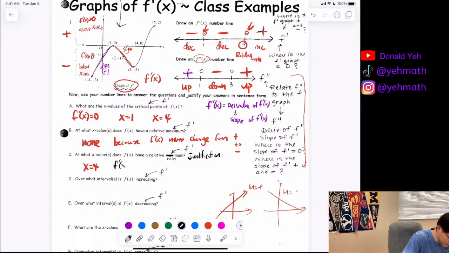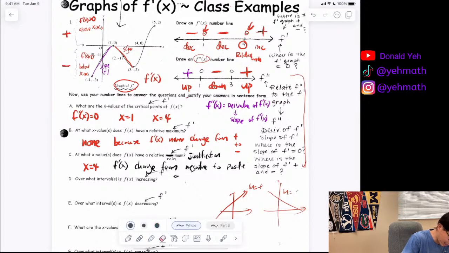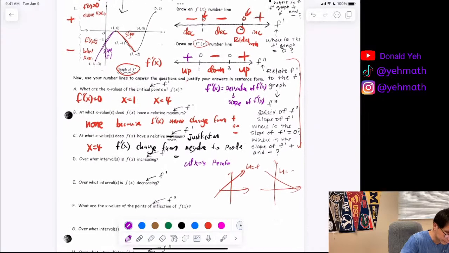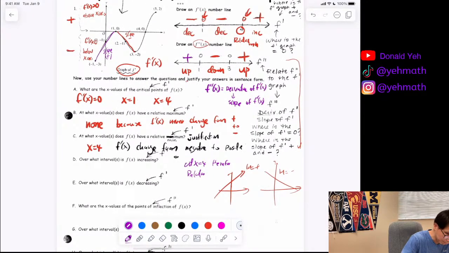You can say f prime of x changes from negative to positive at x equal to 4. You have to write it exactly, as close as you can. So: f prime of x changing from negative to positive at x equal to 4. Therefore, relative minimum occurs at x equal to 4. So that's how you're going to write it if I ever ask you for justification. Got it?